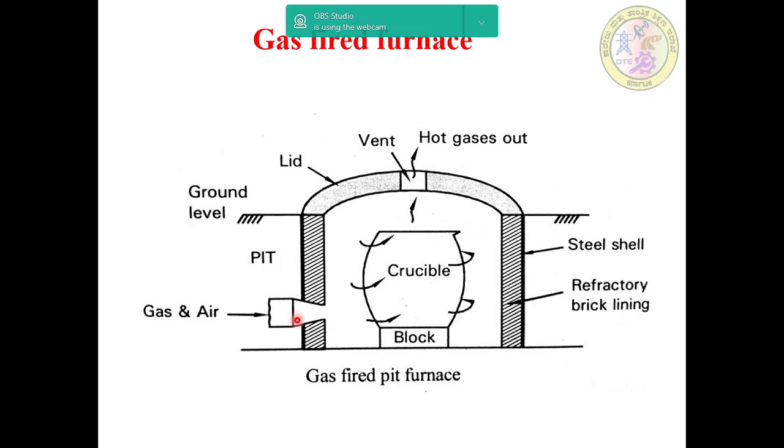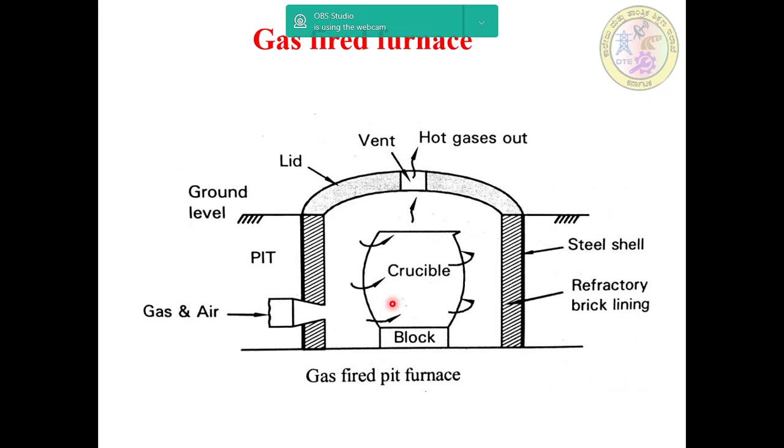This will create a flame and heat the inside of the lining. The burner is switched off and the crucible with the ingots is placed. The burner is switched on.